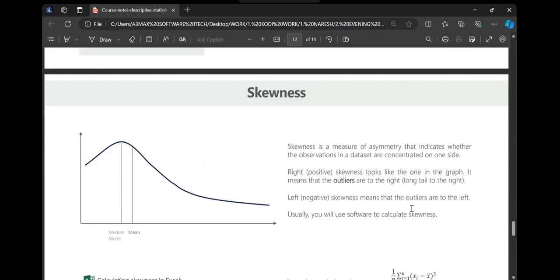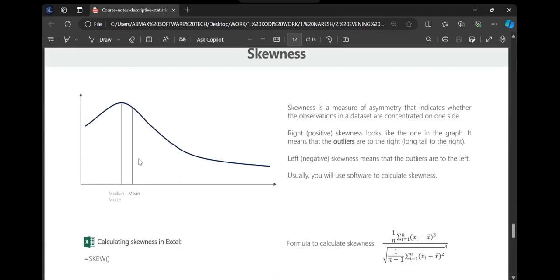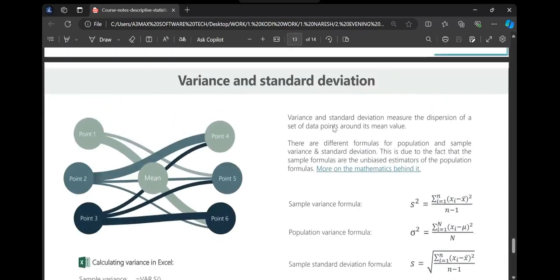This is skewness or not? Skewness, we already discussed. Here, is this graph positive skew or negative skew? Positive. How do you know? The outlier is on the right side. Data is on the left.